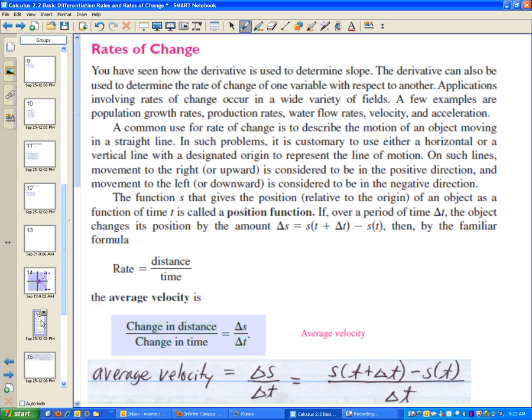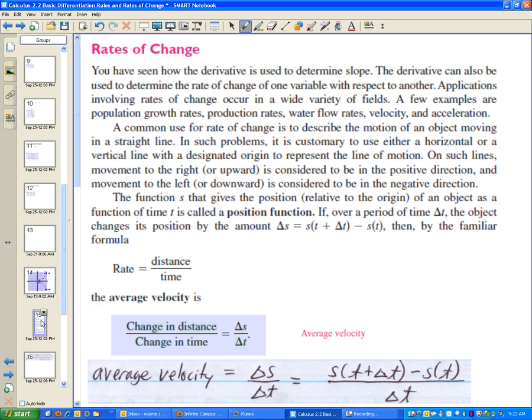A common use for rate of change is to describe the motion of an object moving in a straight line. In such problems, it is customary to use either a horizontal or a vertical line with a designated origin to represent the line of motion. In other words, you need to have an origin. Okay? And you might as well either make it horizontal, the x-axis, or vertical, the y-axis. On such lines, movement to the right or upward is considered to be in the positive direction, and movement to the left or downward is considered to be in the negative direction.